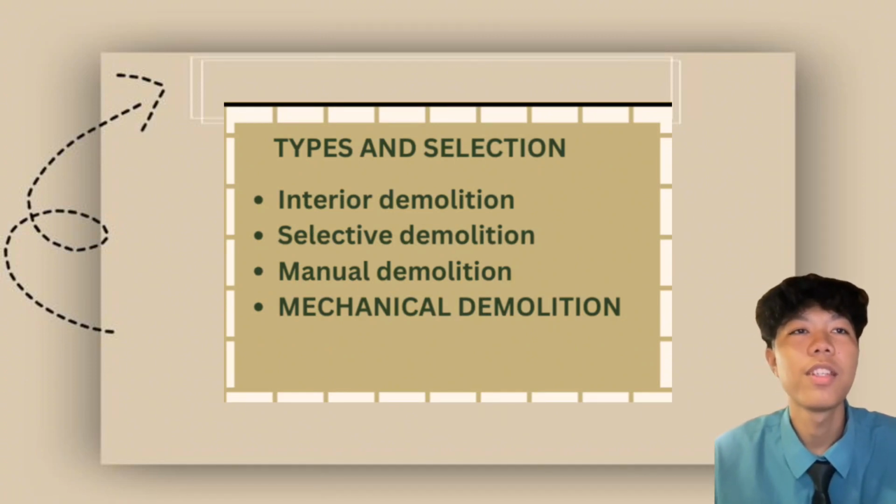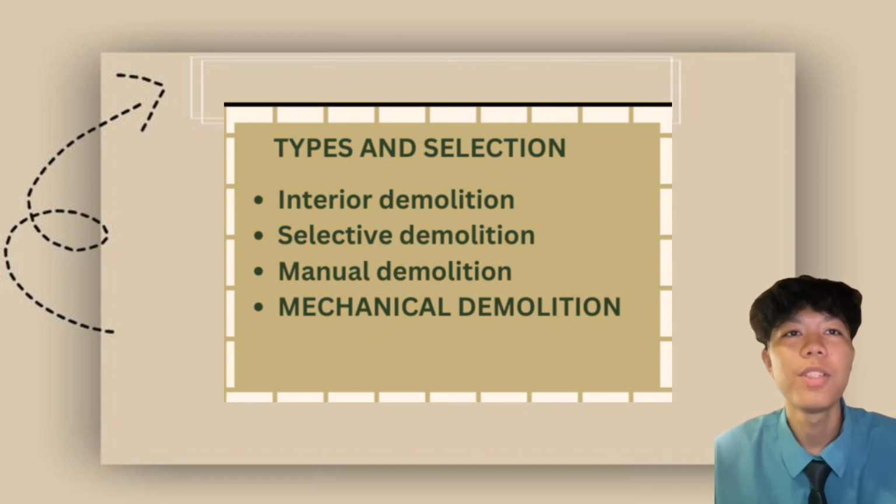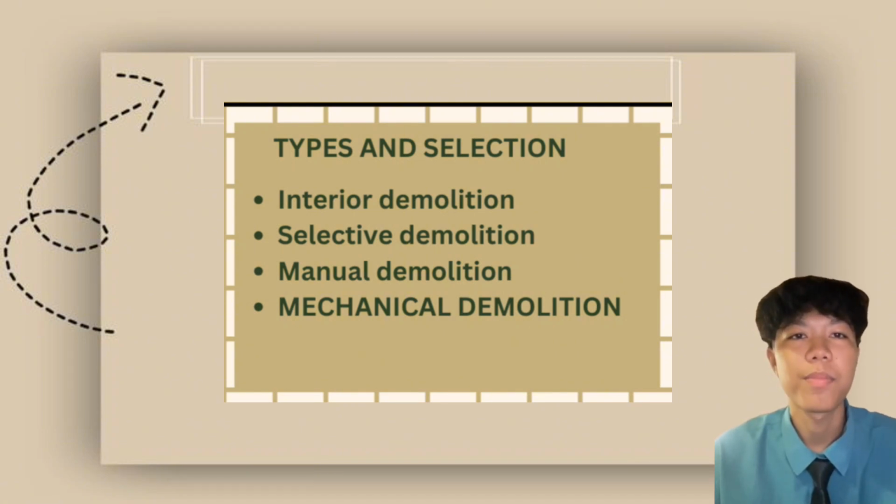First of all, there are various types of demolition methods, each suited to specific project requirements and conditions. First, we have interior demolition, which involves the removal of internal components of a structure such as wall, ceiling and floor while preserving the exterior shell. Next, we have selective demolition. It is also known as strip out, focuses on the careful removal of certain parts of a structure to salvage valuable material for reuse or recycling.